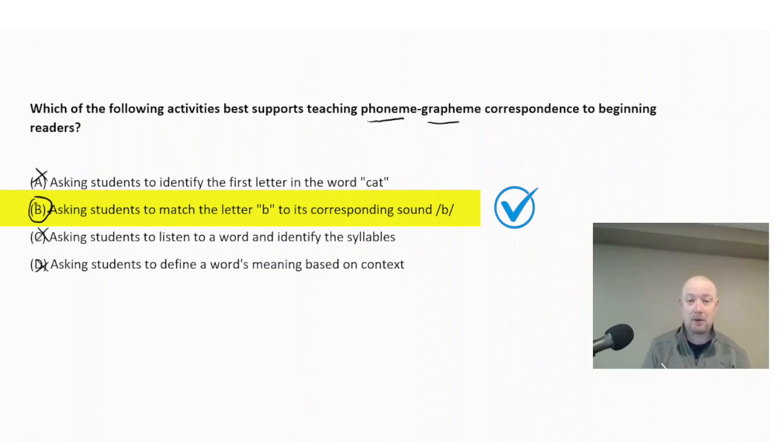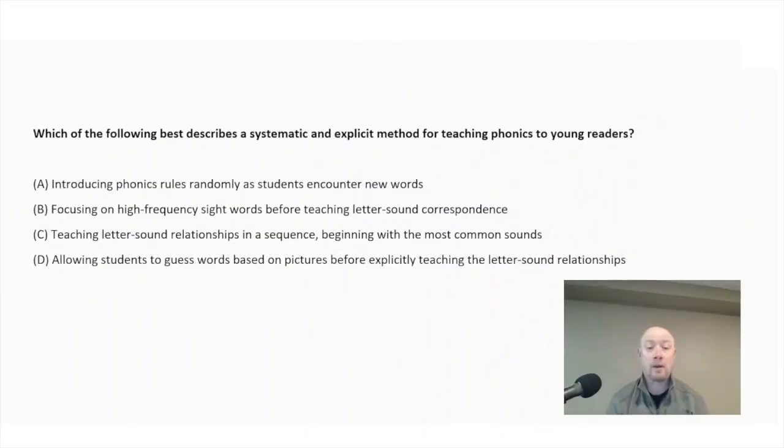Which of the following best describes a systematic and explicit method for teaching phonics to young readers? Is it A, introducing phonics rules randomly as students encounter new words? Is it B, focusing on high-frequency sight words before teaching letter-sound correspondence? Is it C, teaching letter-sound relationships in a sequence, beginning with the most common sounds? Or is it D, allowing students to guess words based on pictures before explicitly teaching the letter-sound relationships?